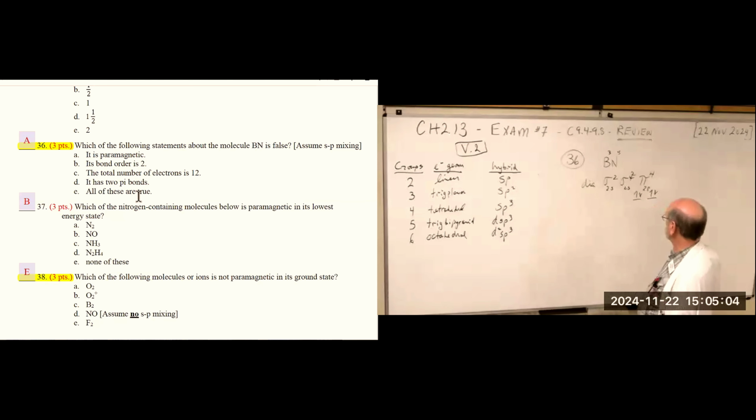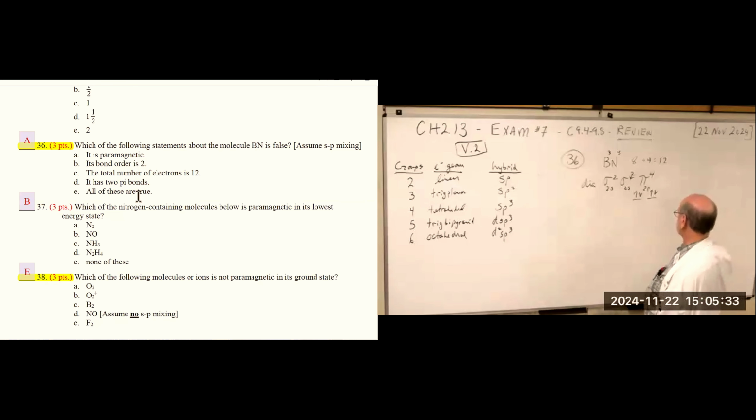Bond order of 2. 6 minus 2 is 4 divided by 2. Yeah, that one's true. Total number of electrons is 12. All right, total number of electrons. We had 8 here, but we've got 2 s's and 2 s's, so that's 4, equals 12 total electrons. Right, so that C is true.